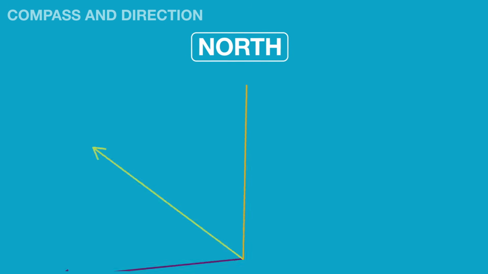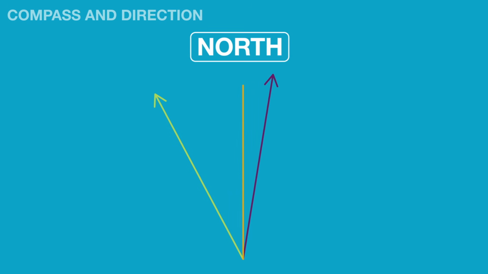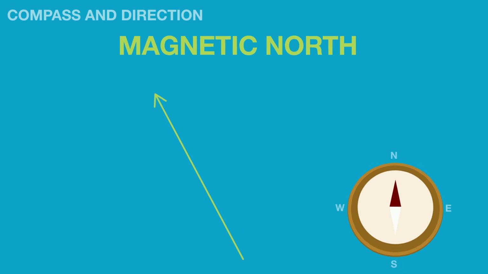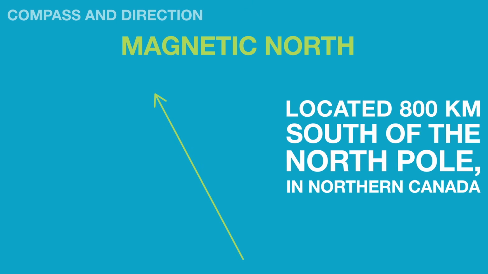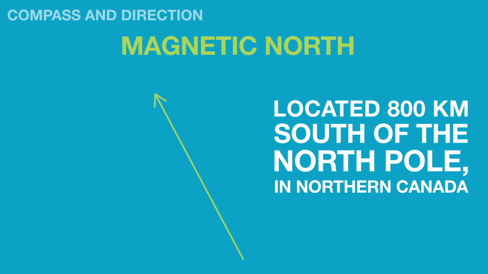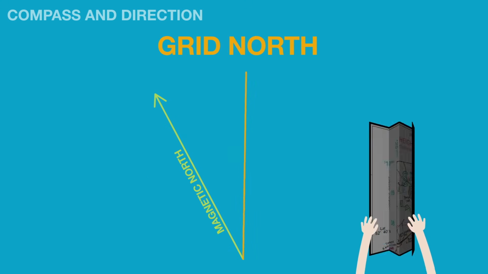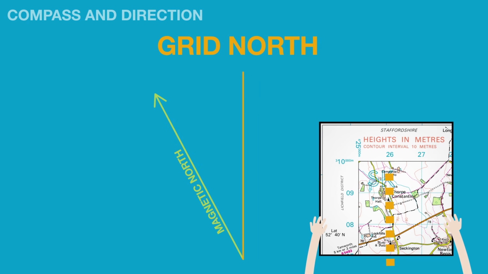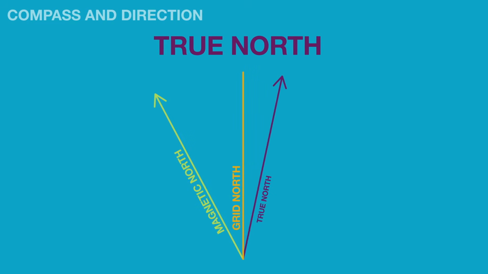When using a compass to find north, there are 3 definitions we can use. Firstly, the magnetic north. This is the direction in which any magnetic compass will point. Magnetic north is not actually at the North Pole. It is located almost 800 kilometers south of the North Pole in northern Canada. Secondly, grid north. This is the direction of the vertical, north-south grid lines on an Ordnance Survey map. And thirdly, true north, the direction to the Earth's geographical North Pole.